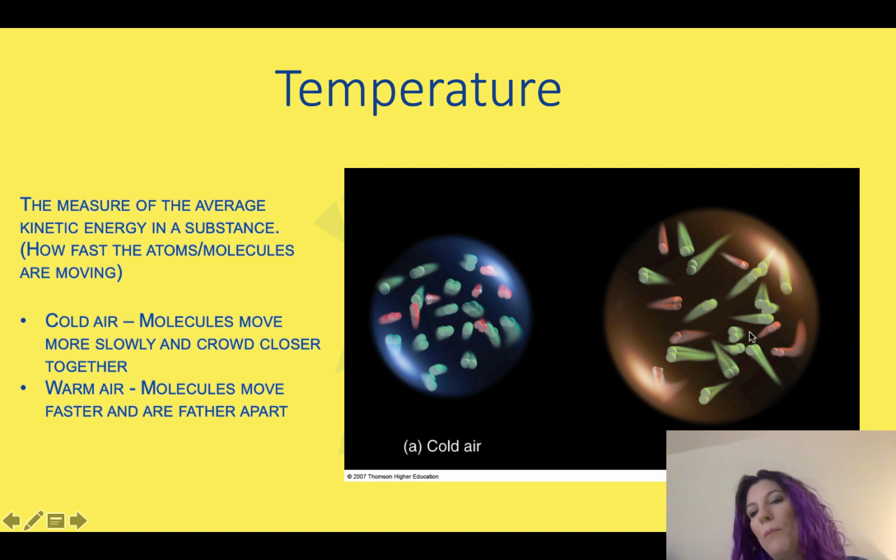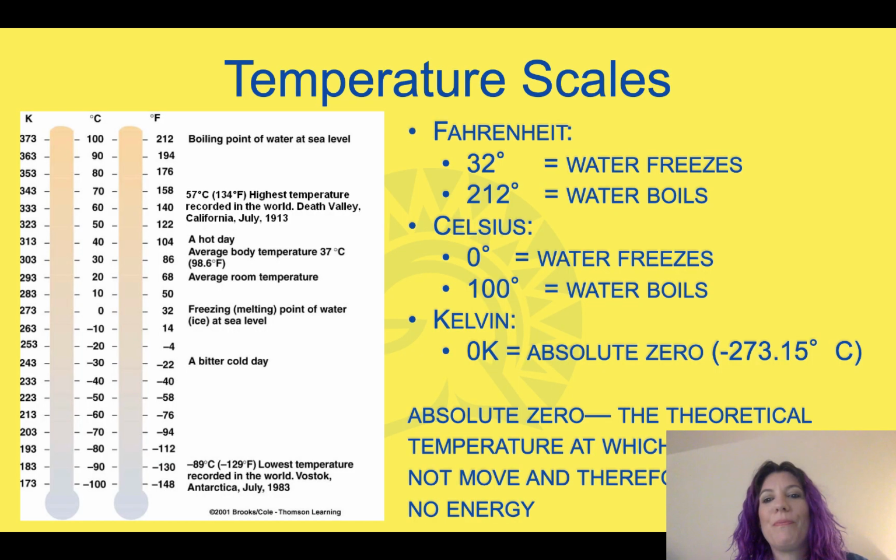So we know that in warmer air the molecules move faster, and what we're doing when we're measuring temperature is actually measuring how fast these molecules are moving. Pretty cool. We have three ways of actually measuring temperature. First, we have Fahrenheit. This is the one that most of us who were born or brought up here in the United States are most familiar with. Celsius, a lot of people from other places are very familiar with.